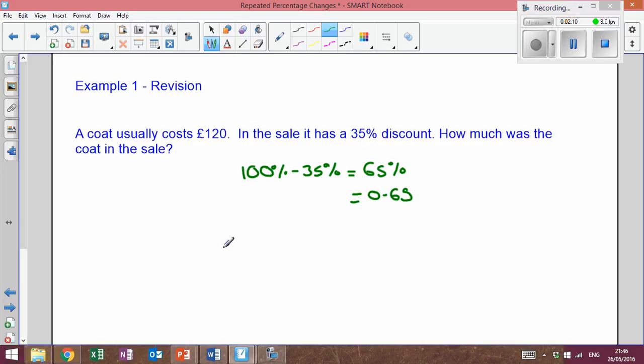So to calculate this, the answer is really 120 multiplied by 0.65. Nice and easy, using the decimal multiplier, and that gives you the answer, £78. And the big advantage of this is if you can get used to it, it makes every question after really easy, being able to do it in one line of work. Dead simple.